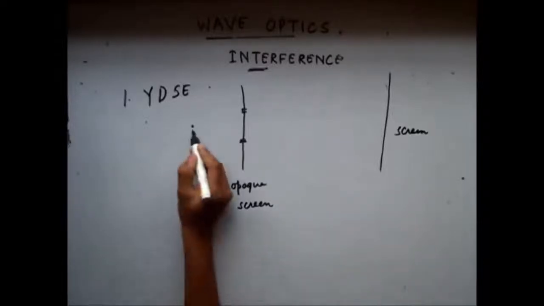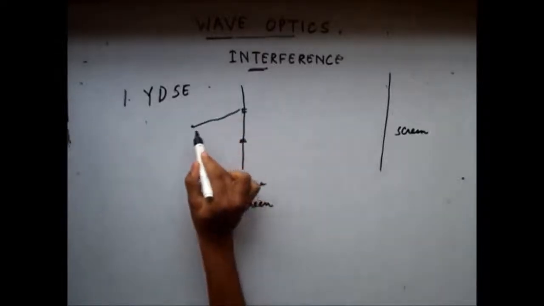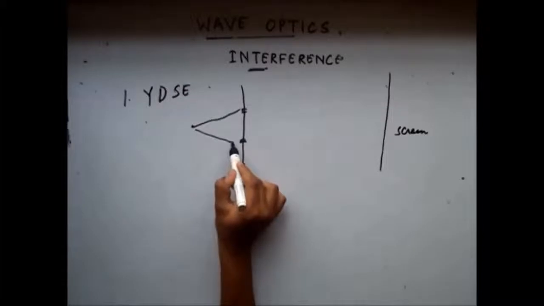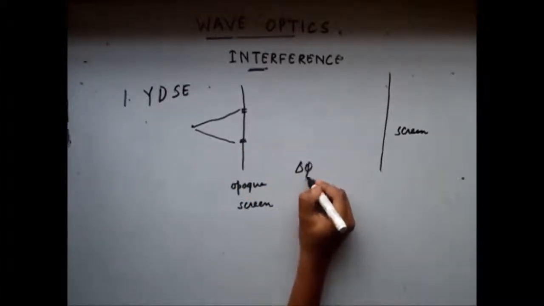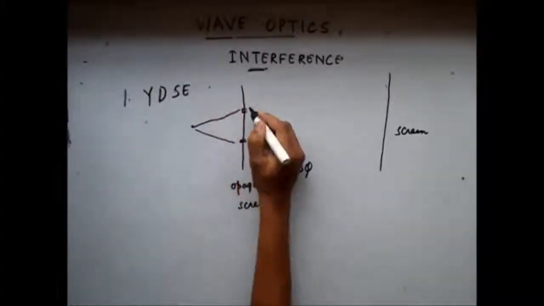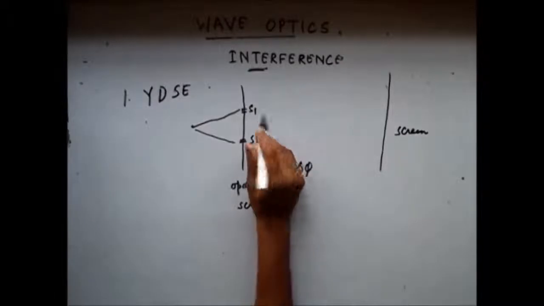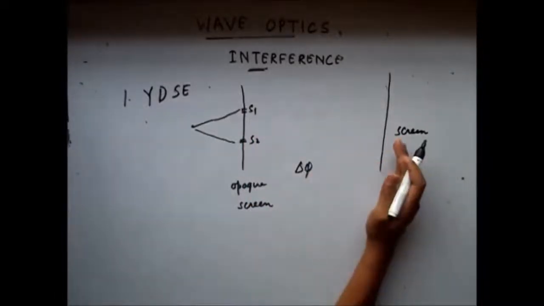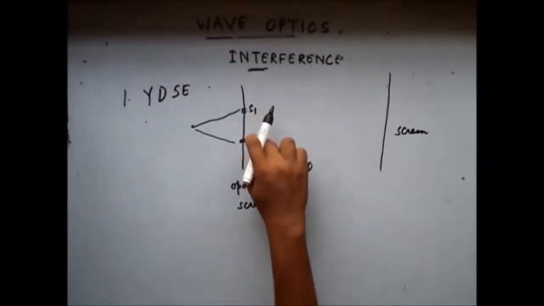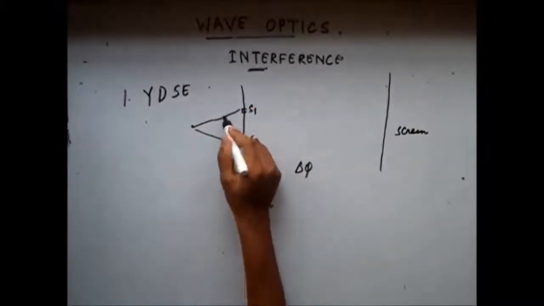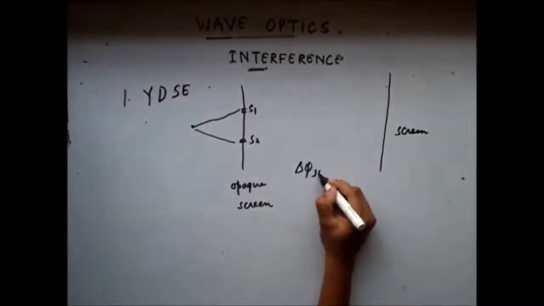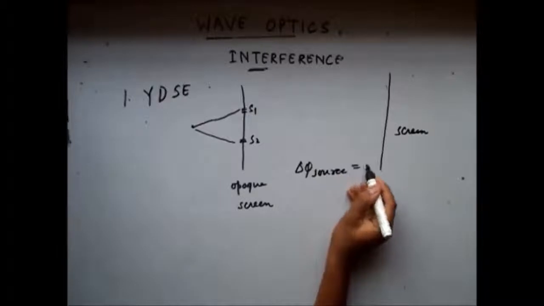Now here, since we had the same source for both the slits, what is the del phi, or the phase difference between sources? See, these two, S1 and S2, act as sources for the screen. So the phase difference between sources is 0 because both of them derive their light waves from the same source. So del phi source is 0.